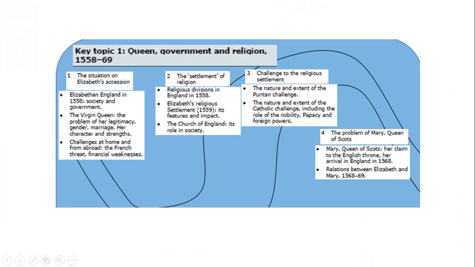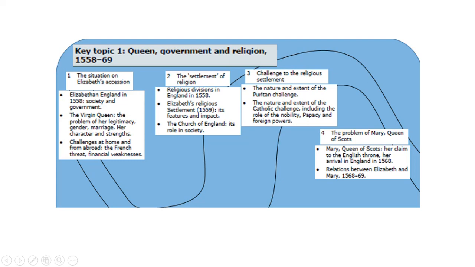So start with the blue section. Look at number 1, the situation on Elizabeth's accession, society and government, problems of legitimacy, gender, marriage, challenges at home and abroad. And what I want you to do is to find the relevant sections on the knowledge organizer, and I want you to read them. I want you to do some read, cover, write, and then check. So you're going to do some of your own revision notes that you do from memory on the first section. You are then going to check that they're right, add anything that you didn't get, and start to produce some revision notes for that little section of the module that we've studied, and then move on to the second bullet point on the settlement of religion, then the third one on the challenges to religious settlement, and the fourth one on the problems of Mary, Queen of Scots, and then the first of the yellow section on plots against Elizabeth.